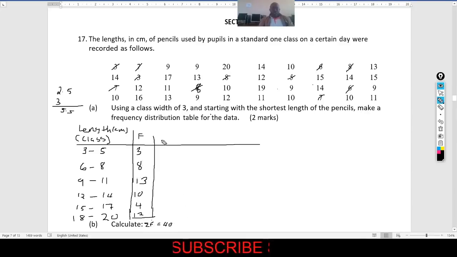This is what is going to give you 2 marks. Whatever you've done here is what is going to give you 2 marks. But if you proceed with the question, you realize that we are asked to find the mean and the median. If you are asked to find the mean and the median, now you think of what you do on your table. You can include what you want now on the table, but for the 2 marks you are done.